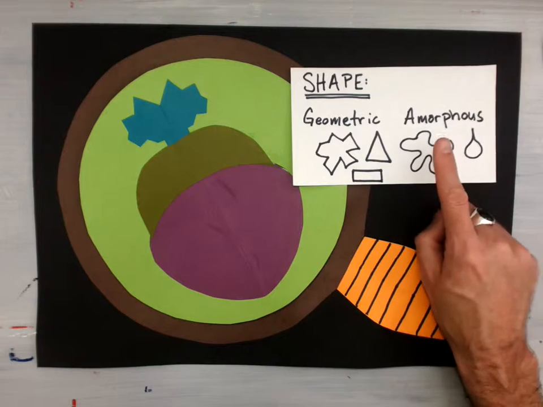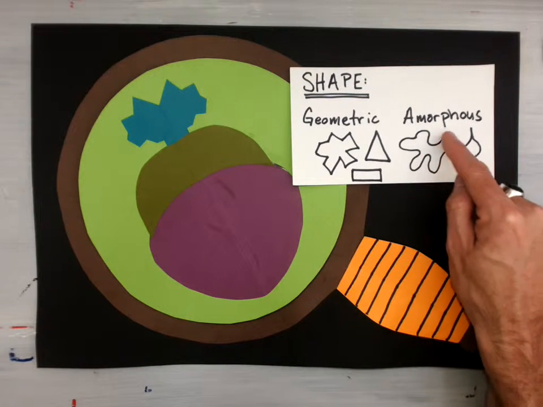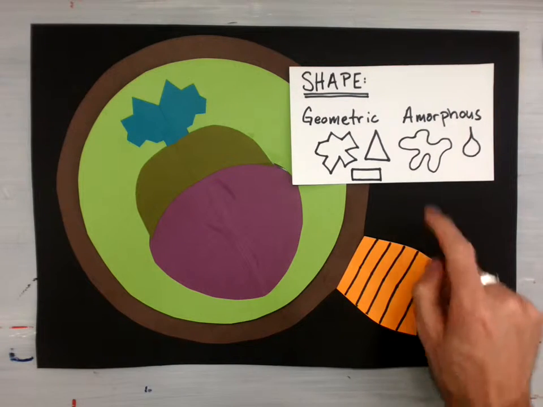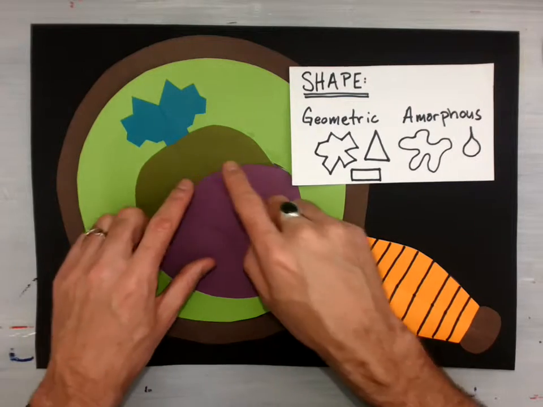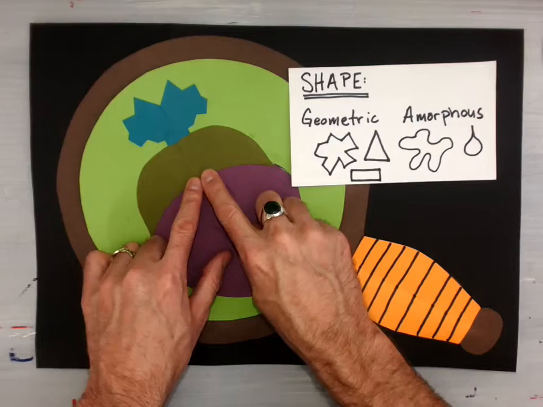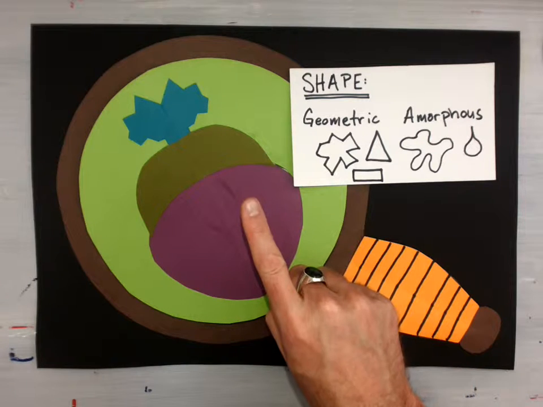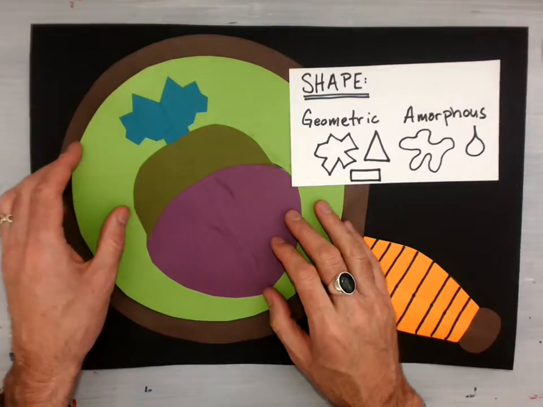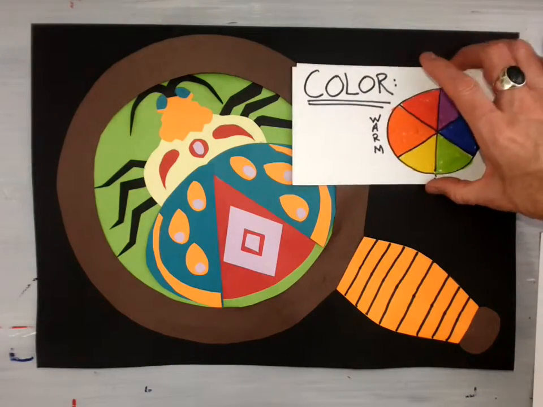The other kind of shape, an amorphous shape, is one that has no edges and no points. Usually it's blobby or wiggly. Sometimes they might have a point kind of like this one, but usually they're kind of blobby, wiggly, and they have no defined form. So this thorax and this abdomen here are amorphous shapes. In today's lesson, you're going to make at least one part of your insect geometric and at least one part of your insect amorphous.